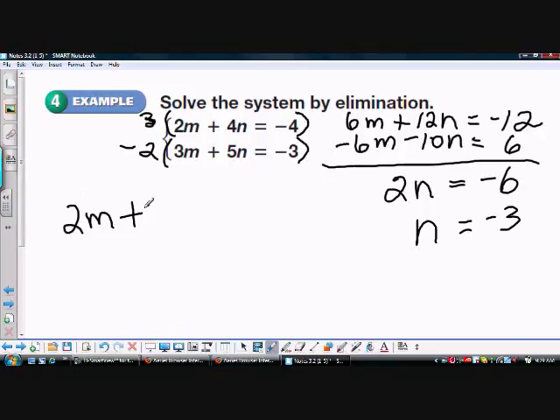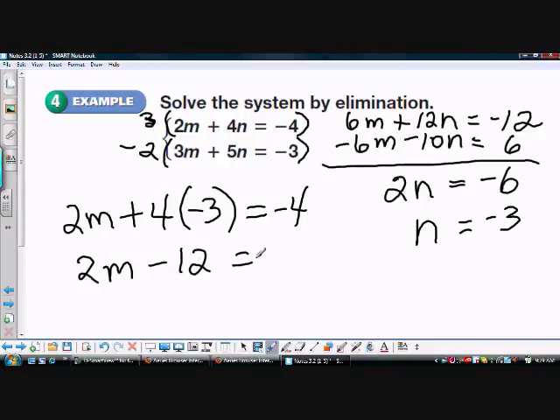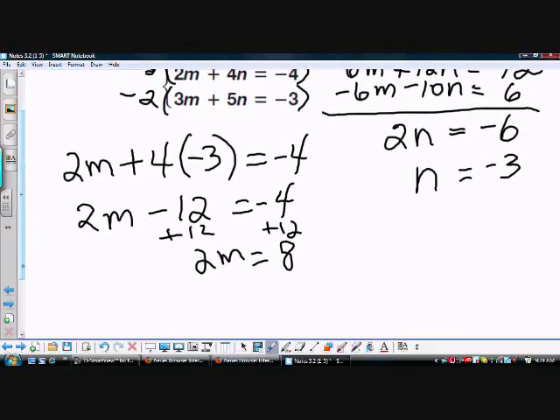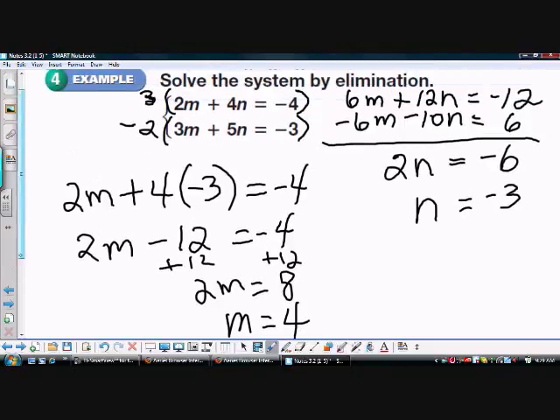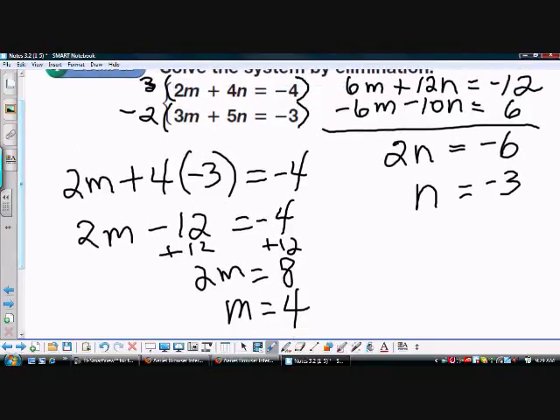2m plus 4 times negative 3 equals negative 4. So 2m minus 12 equals negative 4. Add 12 and get 2m equals 8. So m is 4. So the solution to this system is m is 4 and n is negative 3.